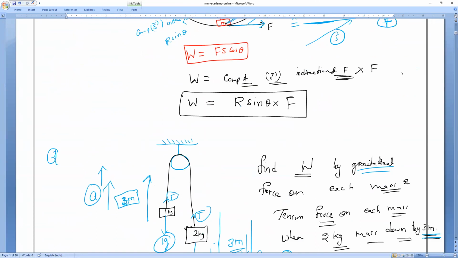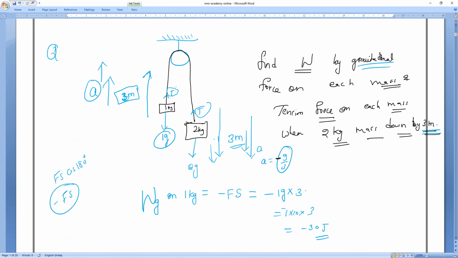So is the work done positive or negative? Opposite to the first case. See, work done by gravity is opposite. Now tension and acceleration are in the same direction. The body is moving in the same direction, so work done is also in the same direction. Tension and displacement are in the same direction. So work done by tension on the 1 kg, positive or negative?